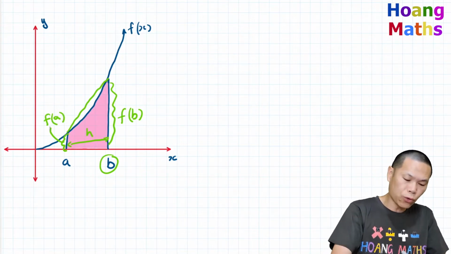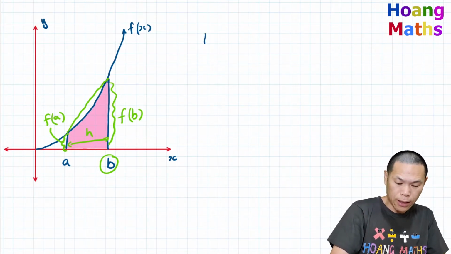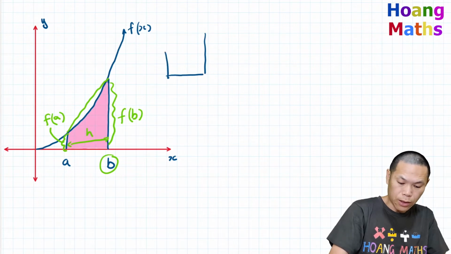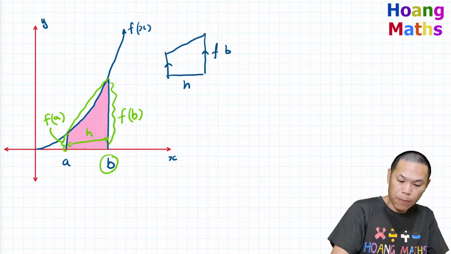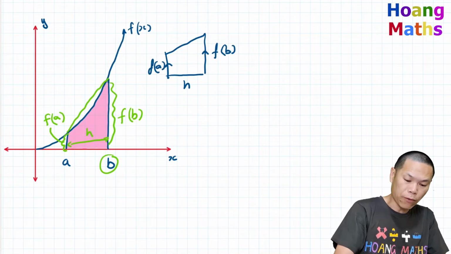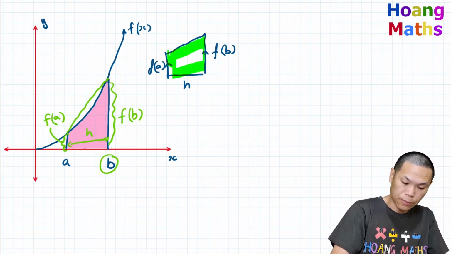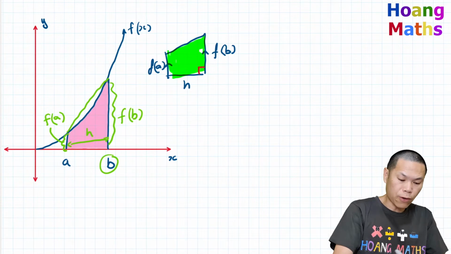So let me just redraw the trapezium so you can see. So it's like this. This is the height, and these lines are parallel, if you like. So this is f(b), and this is f(a). That's the length, and we want to find the area of this. And this is a right angle.